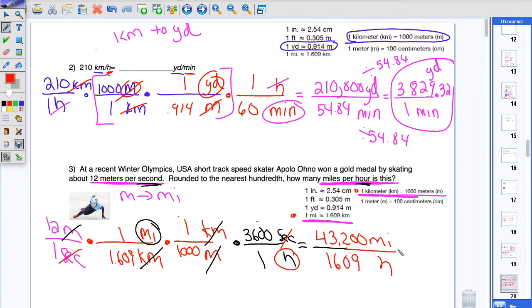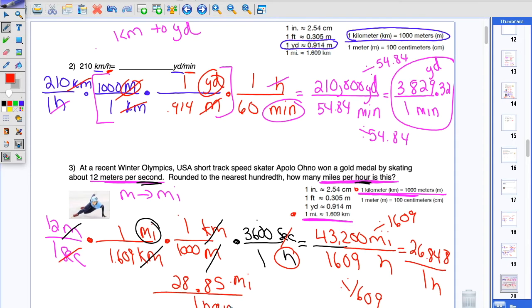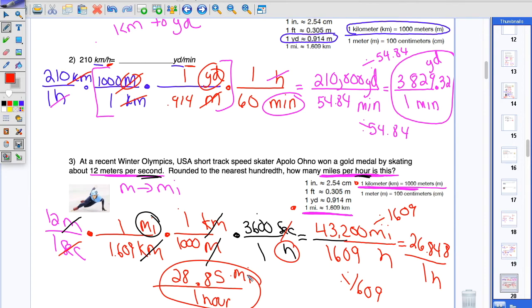Now, we don't have 1 hour yet, so we're going to have to divide the numerator and the denominator by the denominator, which would be 1,609, which gives you 28.848, which rounds to 28.85 miles over 1 hour. Again, this is just one way of doing the conversion in the middle. We could also do it other ways. For example, we could go from meters to feet and then from feet to miles. So that's just one way of doing it.